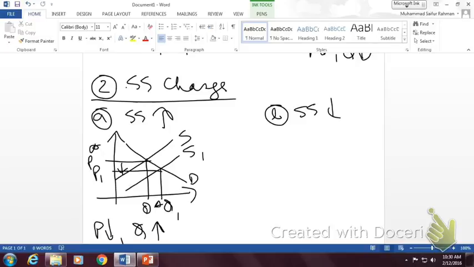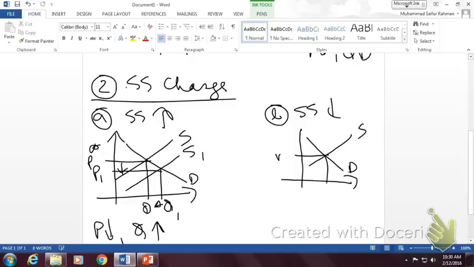On the other side, if supply goes down, you have the demand and supply curves, market equilibrium, then supply shifts to the left because supply is going down. A decrease in supply is indicated by a leftward shift of the supply curve. From S to S1, we see that the equilibrium price goes up, equilibrium quantity goes down. So when supply goes down, equilibrium price goes up, equilibrium quantity goes down.